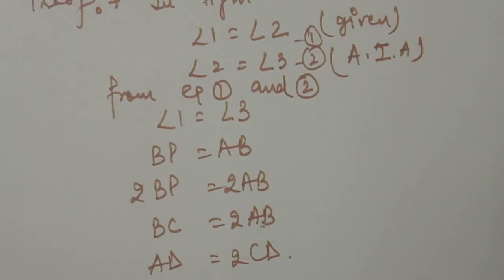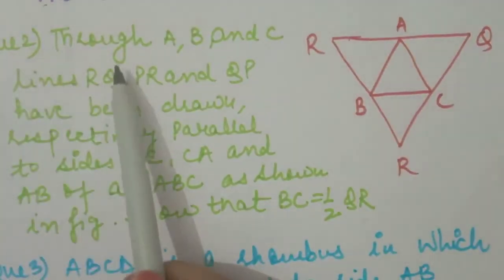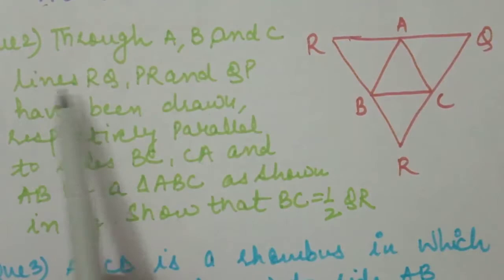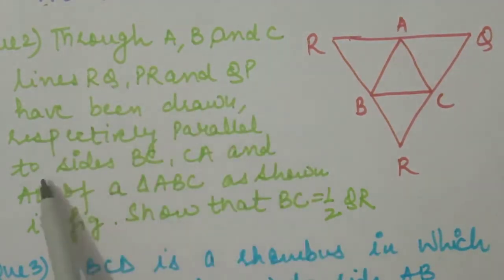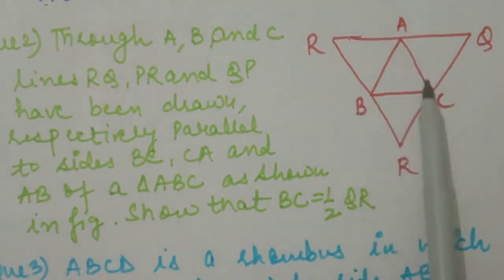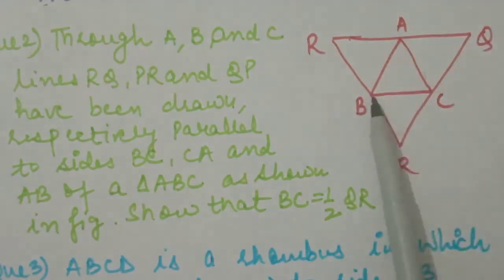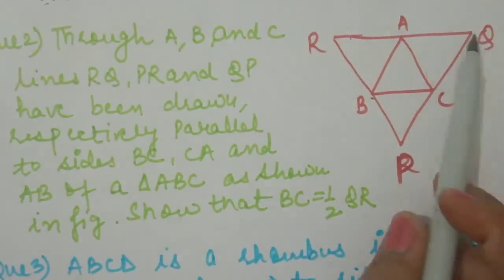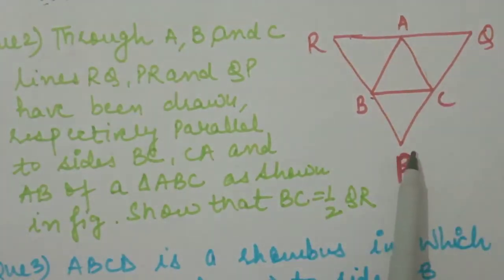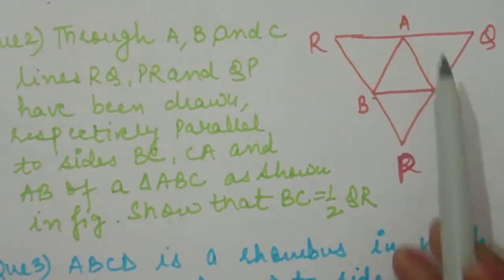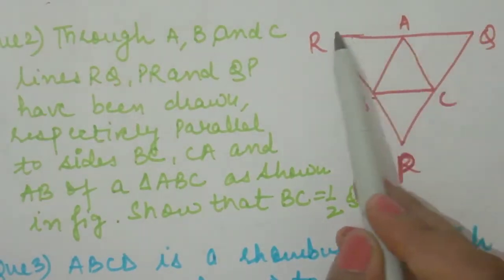Now question number 2. Through A, B and C, lines RQ, PR and QP have been drawn respectively parallel to the sides BC, CA and AB of a triangle ABC as shown in the figure. Show that BC is equal to half of QR. So in triangle ABC, from the vertex A, RQ, from the vertex B, RP, and from the vertex C, QR are drawn, and now we are going to prove that this BC is parallel to RQ and half of RQ.